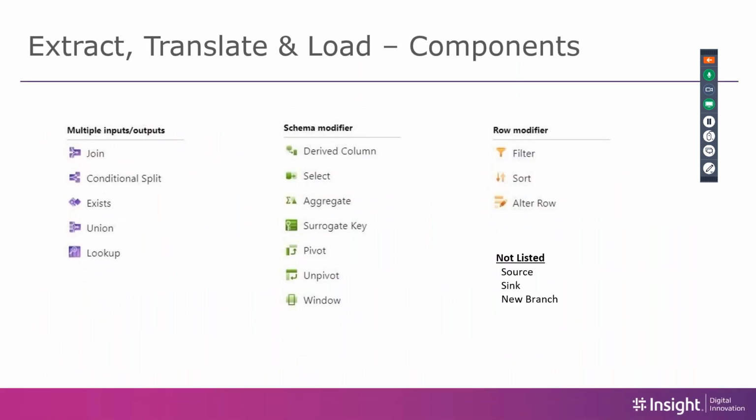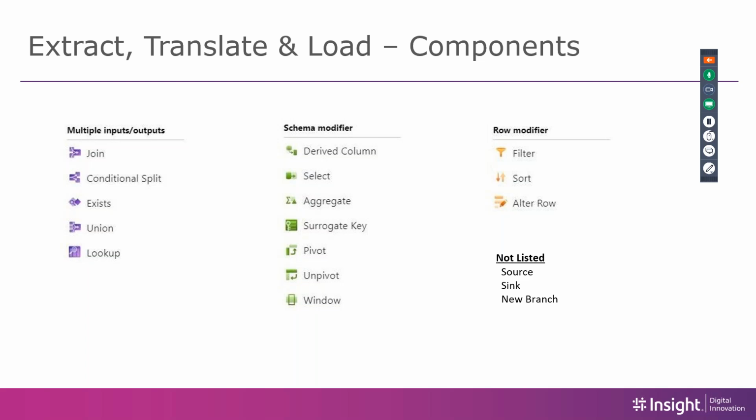So what are the components of a mapping data flow? You can join some data sets. You can split out some data sets. You can see if something exists from one data set to another, and that's great if you're trying to do an upsert. You can union two distinct data sets. You can do a lookup, which we've seen is very helpful. Then there are derive columns, select a subset, and aggregate, say if I want to summarize something. I want to create a surrogate key. I want to pivot, unpivot. And window functions are also supported as a schema modifier.